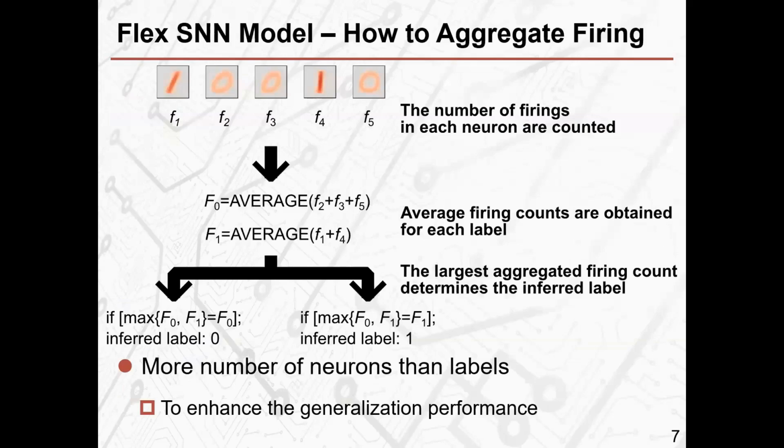This difference is to enhance the generalization performance. I mean that, for example, the leftmost and the first from the left pictures are different but have the same label, and this difference enhances the generalization performance because of these slight shape differences.